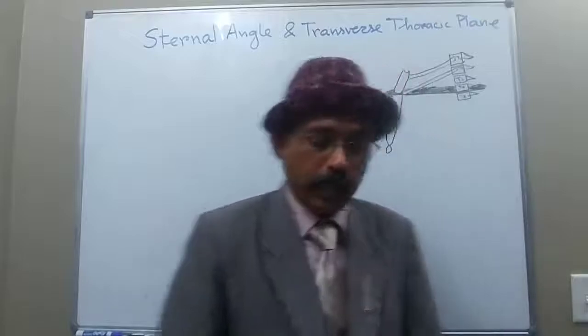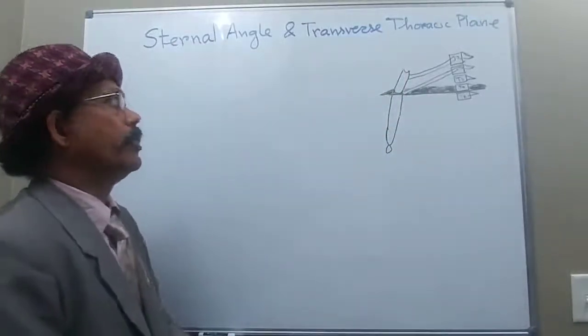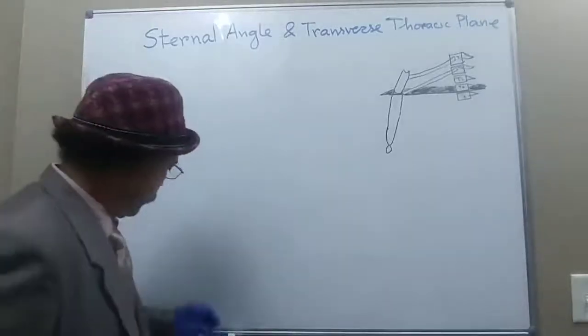Today I will discuss the anatomy of the sternal angle and also the transverse thoracic plane. The sternal angle is an angle between the manubrium sterni and the body of the sternum.